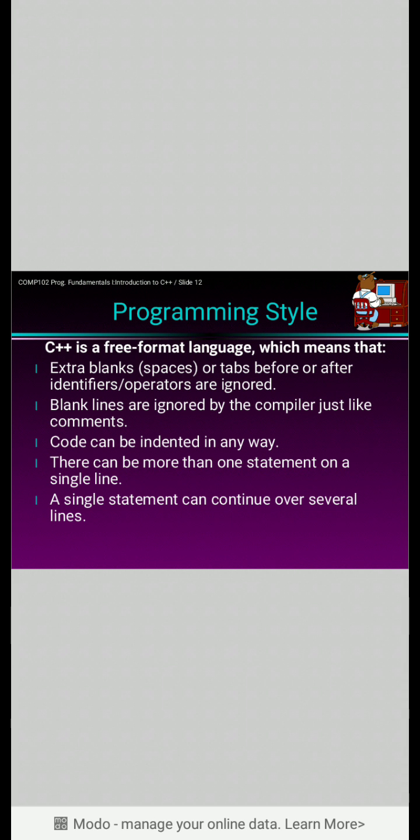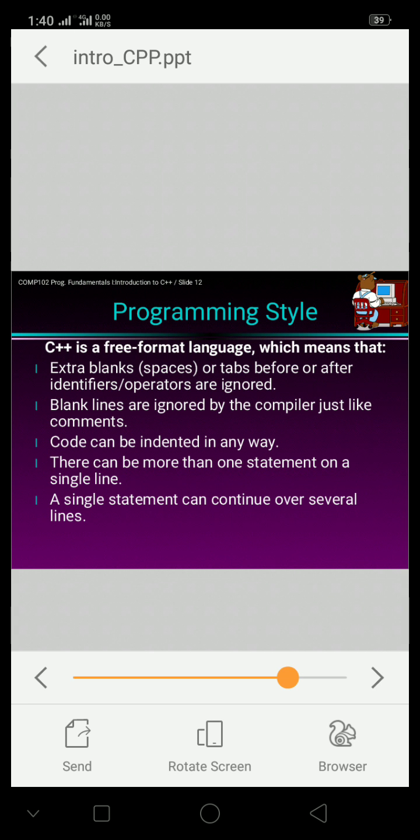Now C++ programming style. C++ is a free format language, which means that extra blank spaces or tabs before or after identifiers and operators are ignored. Blank lines are ignored by the compiler, just like comments. Code can be indented in any way. There can be more than one statement on a single line, and a single statement can continue over several lines.